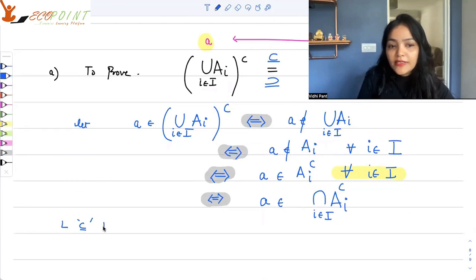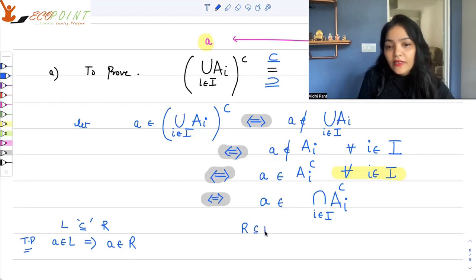Your left-hand side is contained in the right-hand side, because for that, I need to show that an element in your left-hand side is also in the right-hand side. This is what you have to prove. And the right-hand side is contained in the left-hand side means that I would start with an element in the right-hand side, and that would imply that it is in the left-hand side as well.